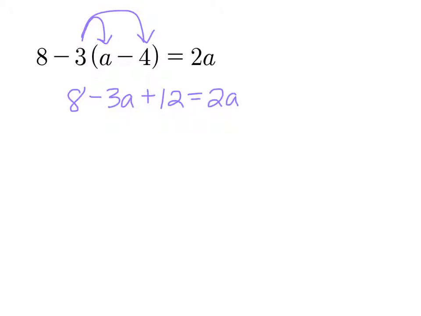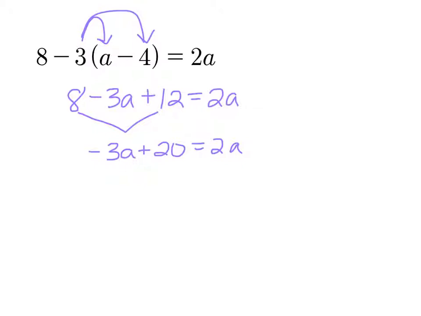Now I have like terms to combine as well. 8 plus 12 is 20. So I have negative 3a plus 20, or you could have 20 minus 3a. They're both fine. We have now simplified the left-hand side. Nothing had to be simplified on the right because you just have 2a, and 2a can't be simplified.